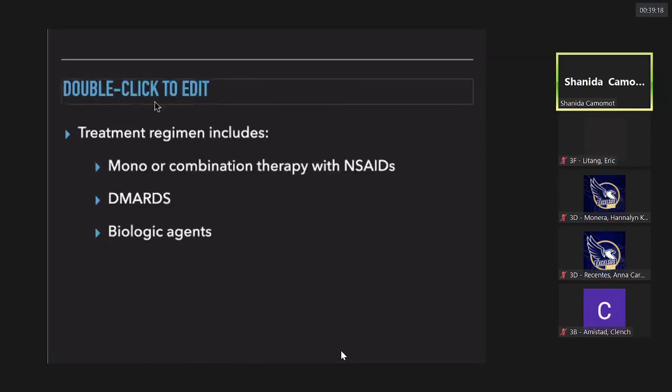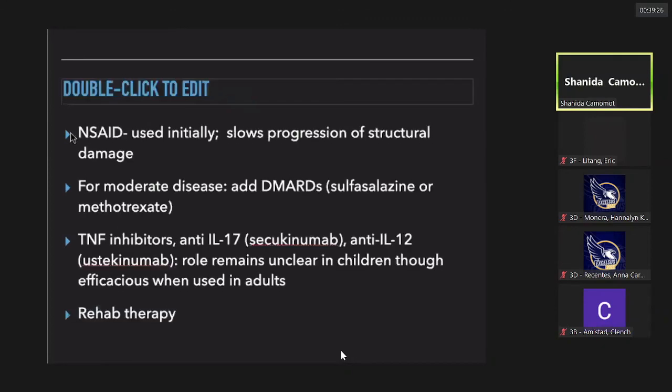Okay, so the treatment regimen includes mono or combination therapy with NSAIDs. You can give DMARDs or biologic agents. NSAIDs are usually used initially because they slow the progression of structural damage. For moderate disease, you add a DMARD, either sulfasalazine or methotrexate. The biologics, like anti-interleukin 17, which is secukinumab, and anti-interleukin 12, ustekinumab, have a good response when used in adults, but their role in children remains unclear.